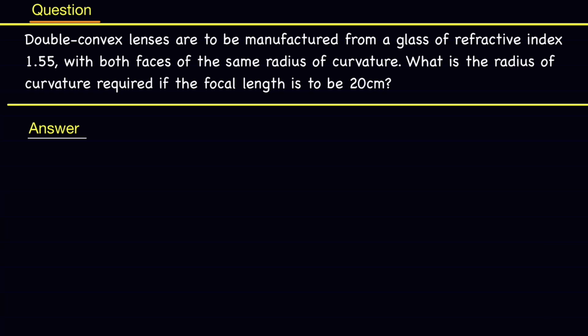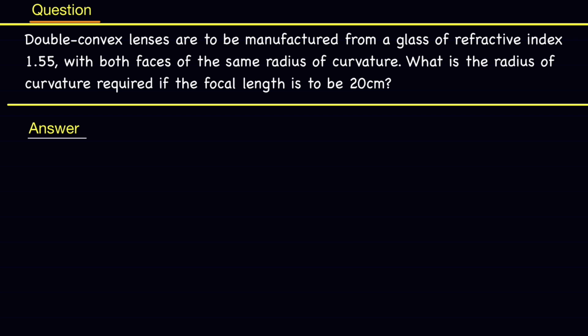This question is from physics, topic ray optics. Here in the question it is given that double convex lenses are to be manufactured from a glass of refractive index 1.55 with both faces of the same radius of curvature. What is the radius of curvature required if the focal length is to be 20 centimeter?